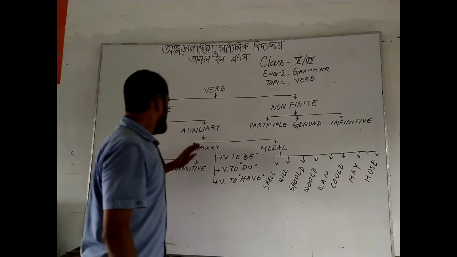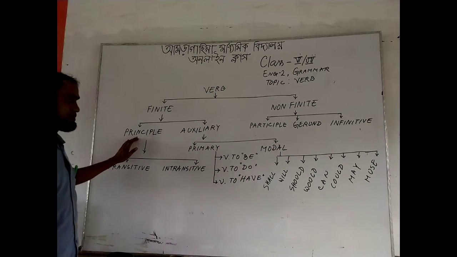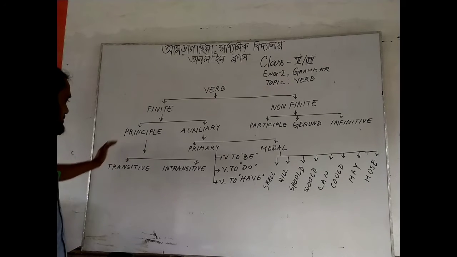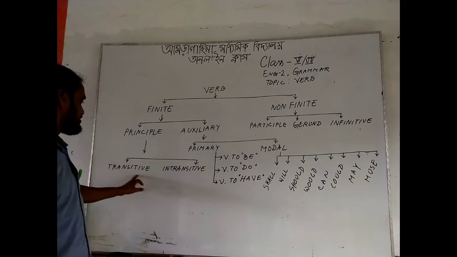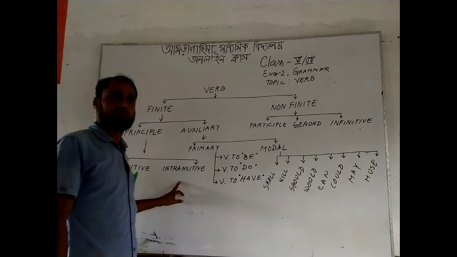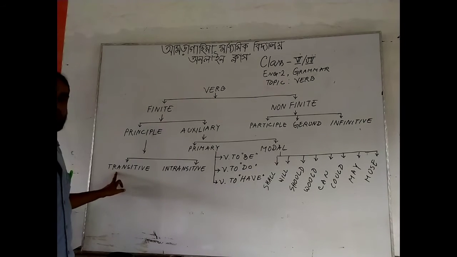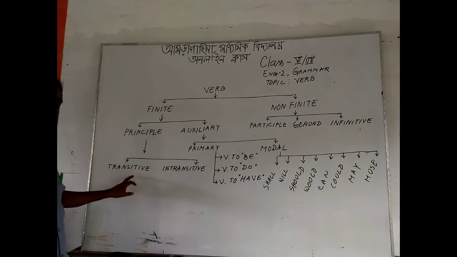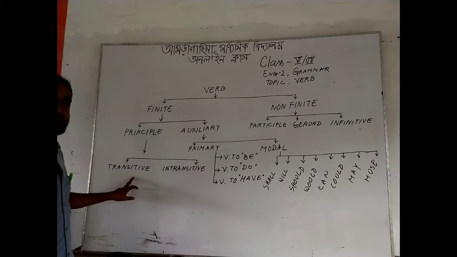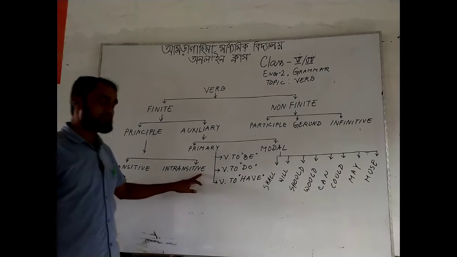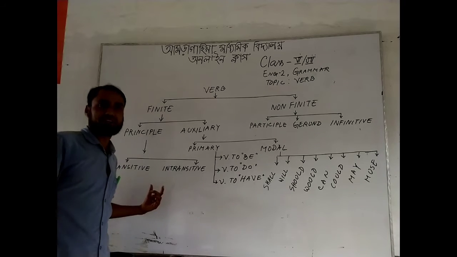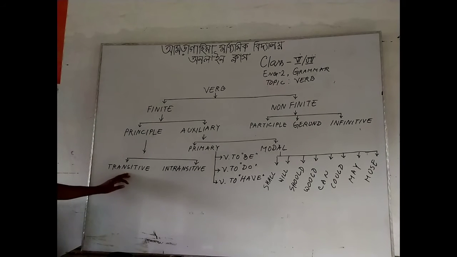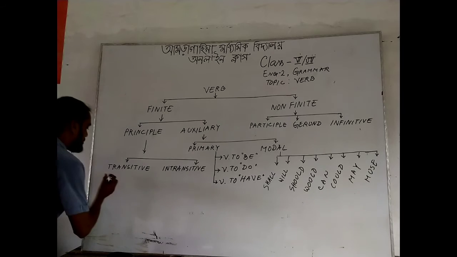Okay, now division of principal verb. Principal verbs are of two kinds, transitive verb and intransitive verb. Transitive verb, its Bangla meaning is sakarma kriya, and intransitive verb, akarma kriya. We can guess with the Bangla meaning of that verb, that is transitive verb, sakarma kriya.